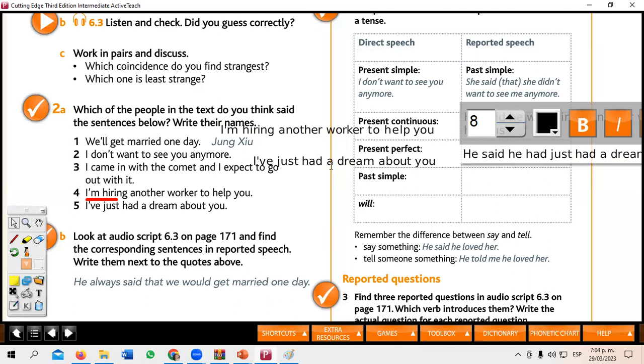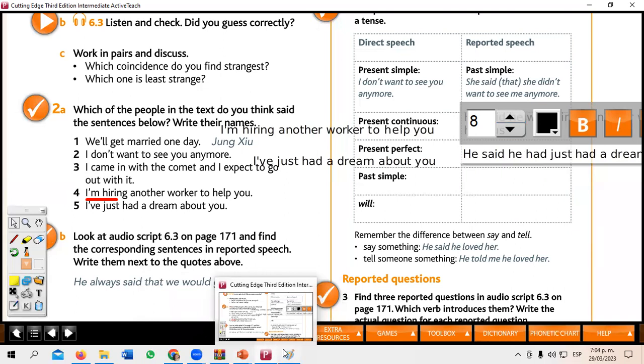For the past simple, what example do we have here? I came in with the comment and I expect to go out with it. So it's a very long sentence. I'm not going to write it, but we know it's number 3, right? I came in with the comment and I expect to go out with it.